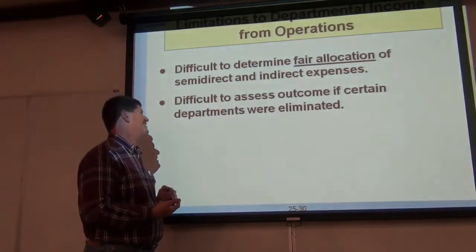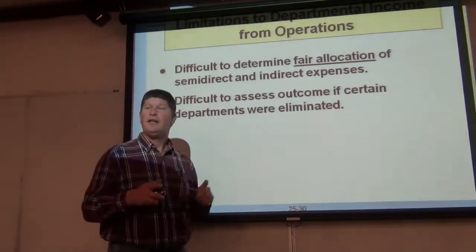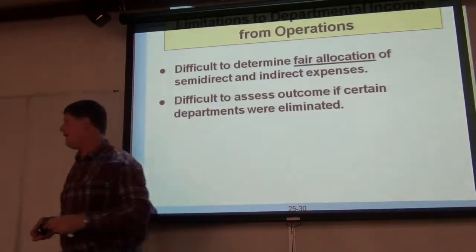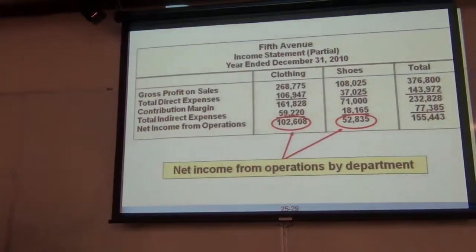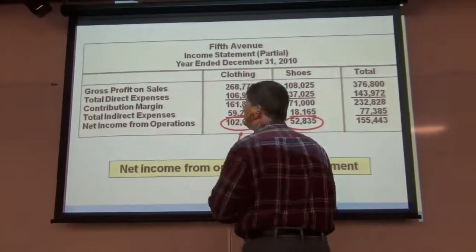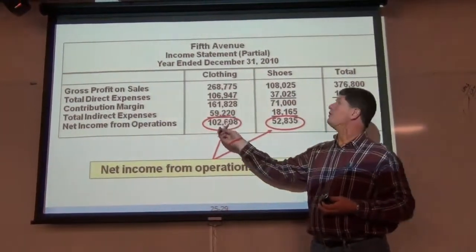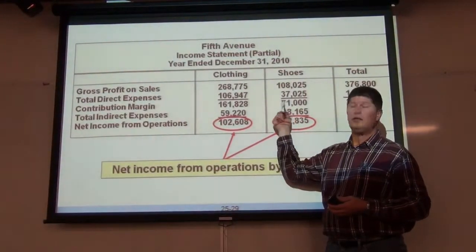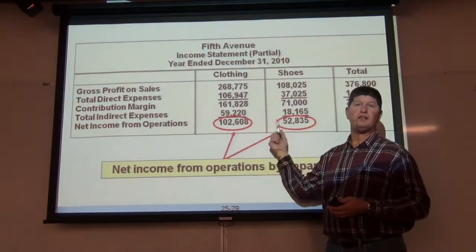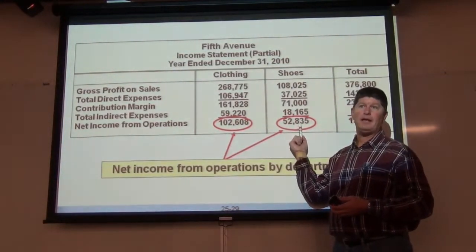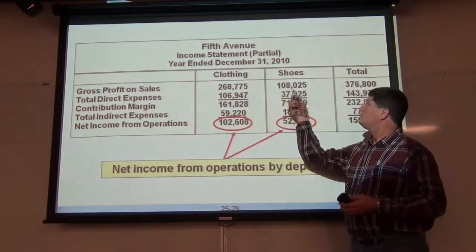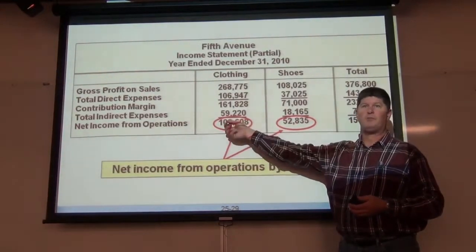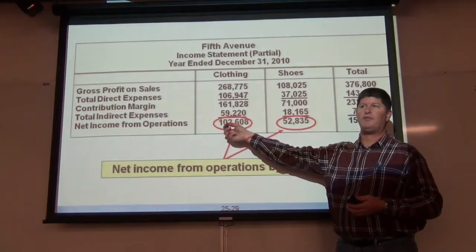Difficult to assess outcome if certain departments were eliminated. This is a true statement. So one of the things we're going to do, and I'm going to go back. Notice that we have our clothing department and our shoe department, and they both generate positive contribution margin. That's good. They both generate positive net income. Now, let's say the shoe department had a negative net income, if I eliminated it, the company would be better off, right? Because we'd have more profit.